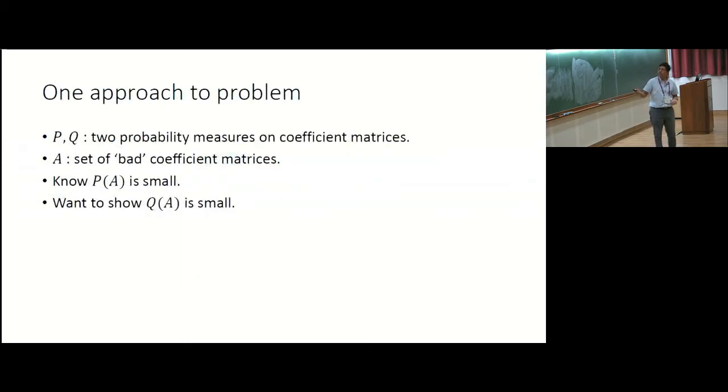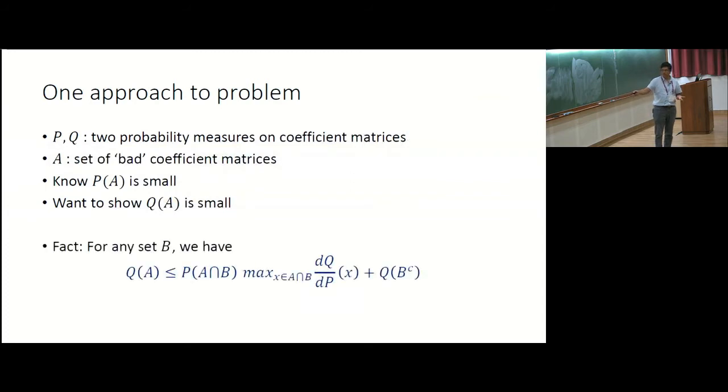Okay, so this is one approach we tried which didn't work. So we have two probability measures on coefficient matrices. Think of P as what the algorithm of Bloomer generates and Q as what we generate. They showed that a bad coefficient matrix is one whose rank is insufficient, and that the probability of generating such a matrix is small. We want to do the same for our measure on these random matrices. You can bound Q of A if you can pick some auxiliary set B on which this likelihood ratio is bounded, and that set B is big, so Q of B complement is small. Then you can bound Q of A this way.